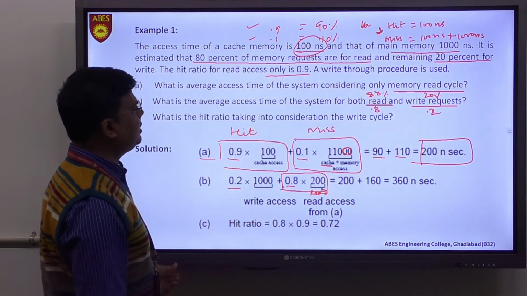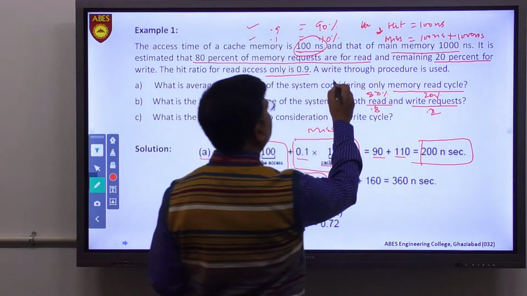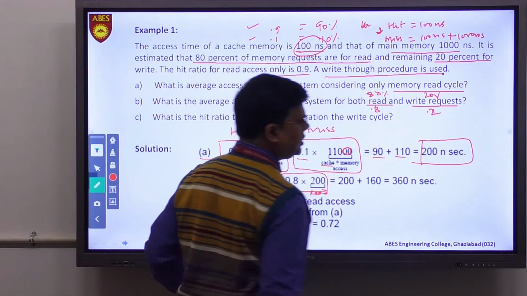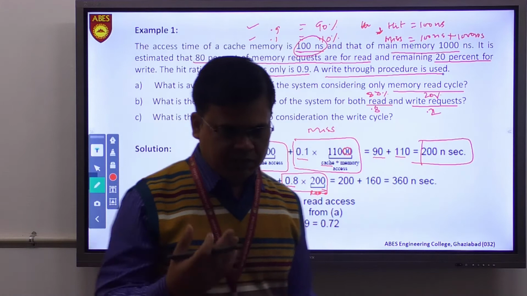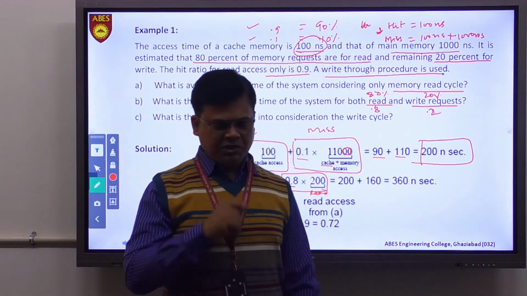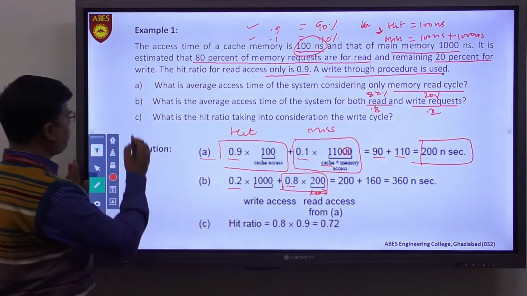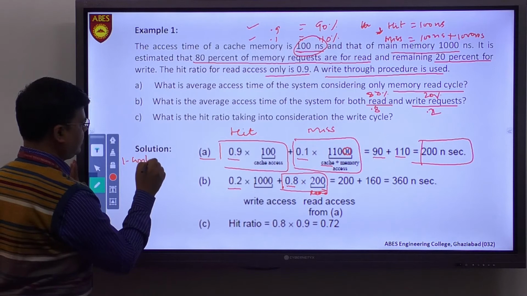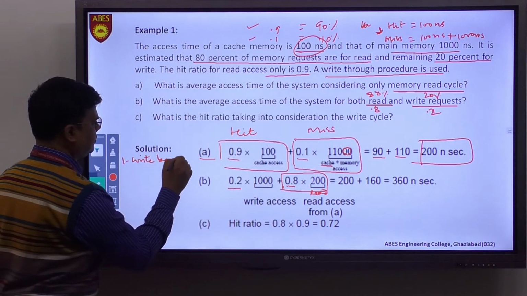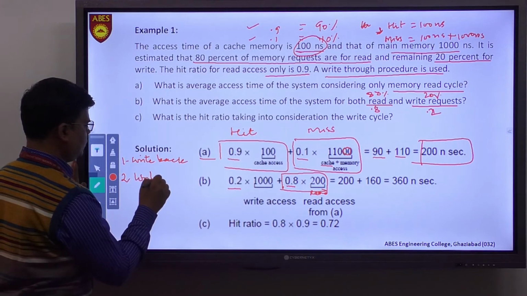And for the writing, what is the memory access time? That is shown here, that a write-through procedure is used. Whenever the CPU writes into the memory, there are two techniques. One is, I am writing here, write back, and another one is write through.